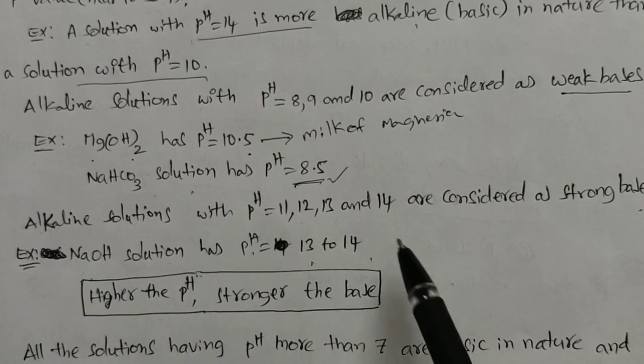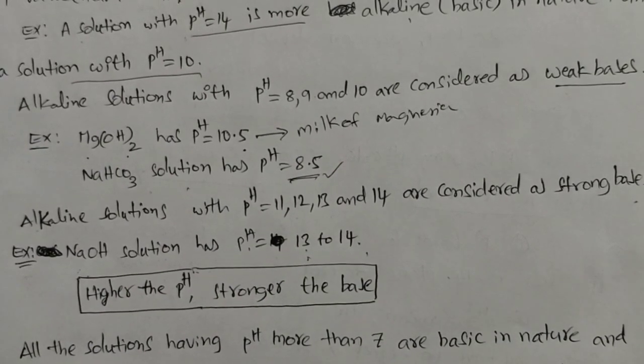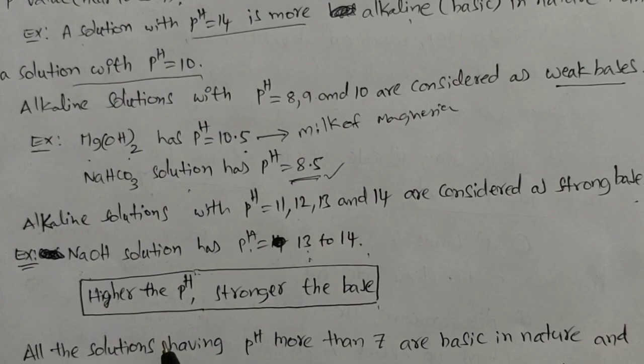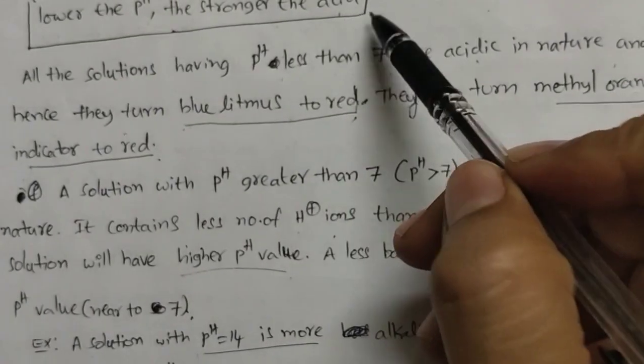So concentrated solutions have pH 14, diluted solutions have pH 13. So higher the pH, stronger the base, right? And in case of acids, lower the pH, stronger the acid.